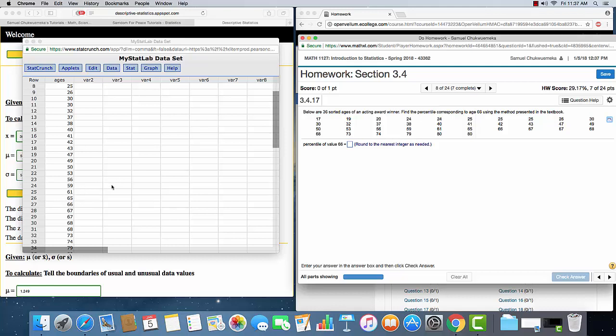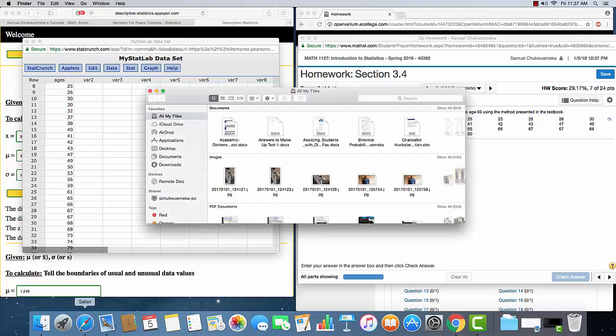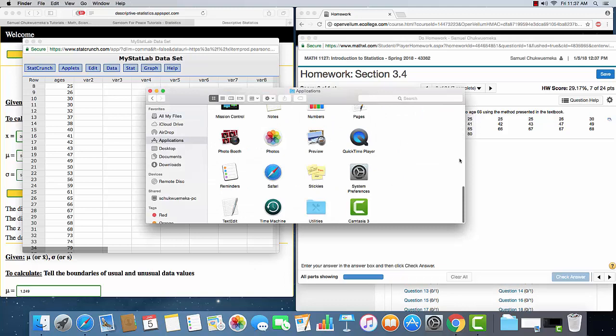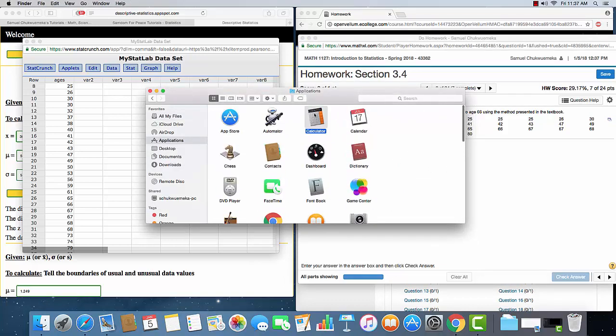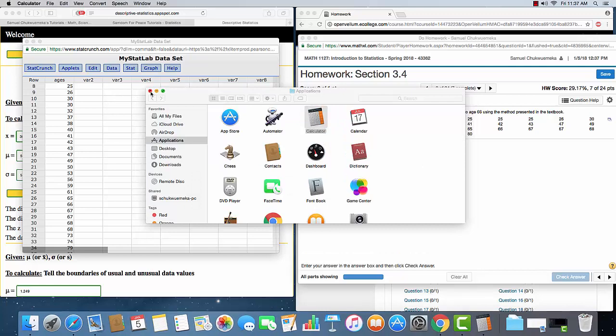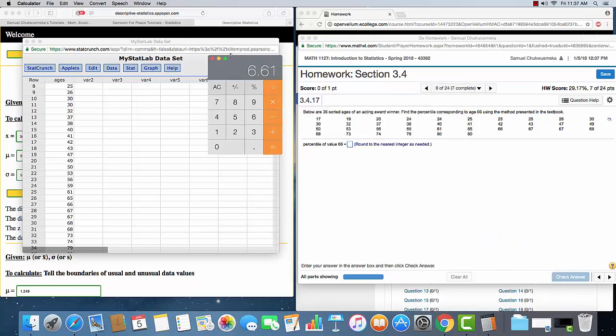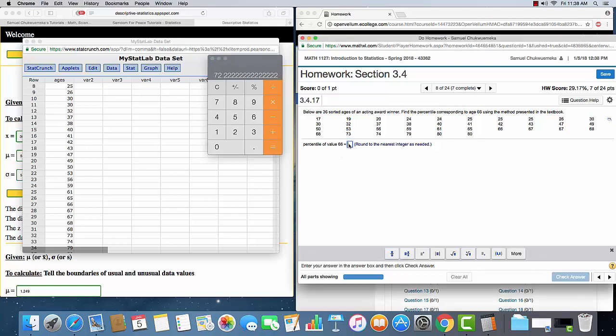That is how we calculate it. So I'm just gonna get this simple calculator that Mark has. I have a very simple calculator. So we can just do 26 times 100 is 2600. Then divided by 36. And we round it to the nearest integer. This is 72. Okay, the percentile is 72.